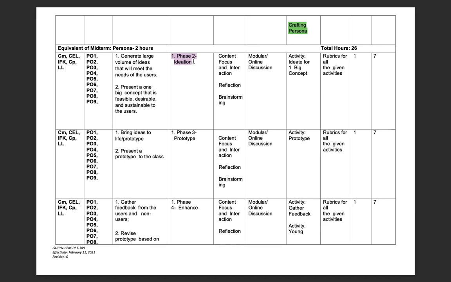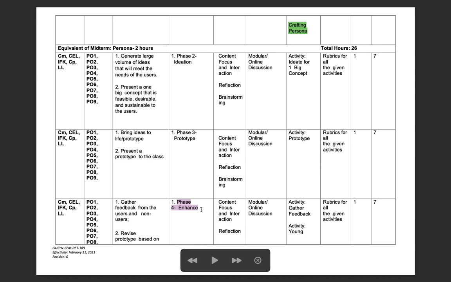Your midterm exam is now finished, and we are now on the final period. The first topic under the final period is phase 2 of the PIPE model, which is ideation. We also have the topics phase 3, prototype, and phase 4, enhance.